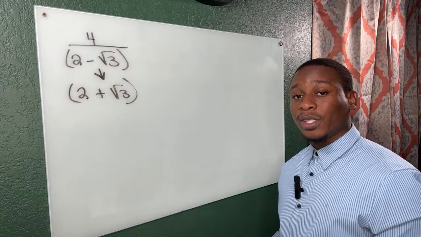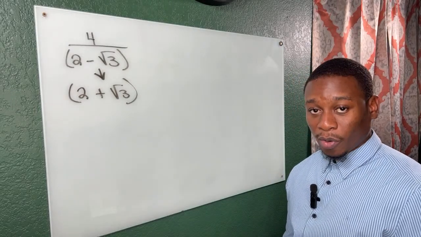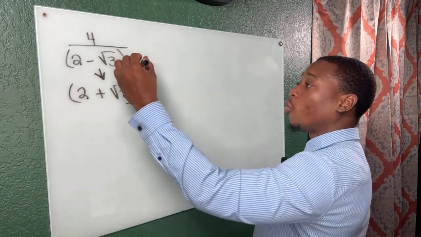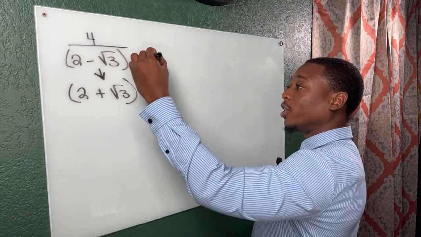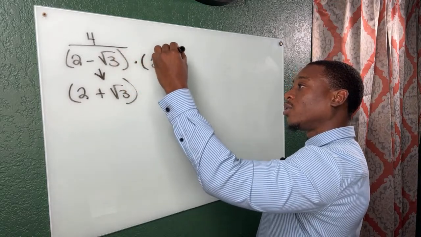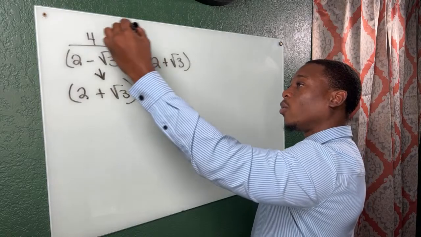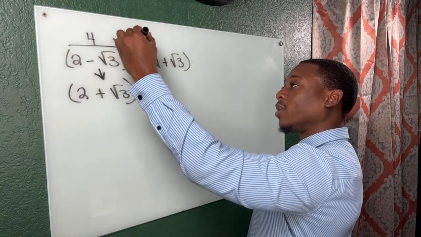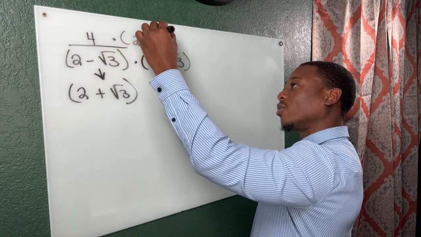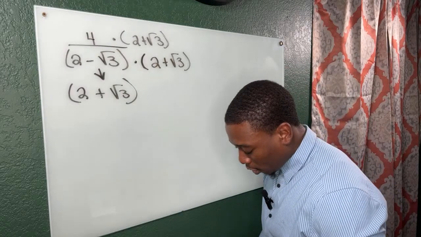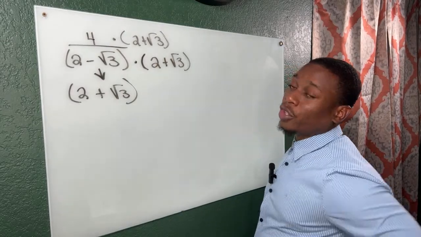And we do this so that we could get rid of the radical, okay? So when we multiply by the conjugate, this is going to be 2 plus radical 3. And then we go in the top and we do the same thing because that's the rules of fractions, okay? So now that we did that, I'm going to show you what happens.